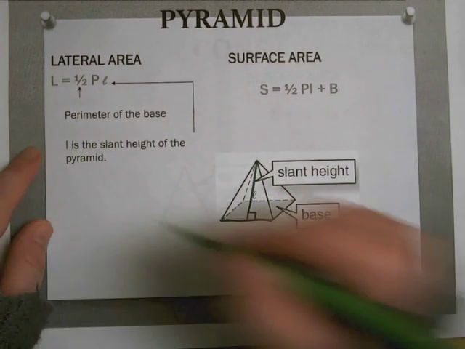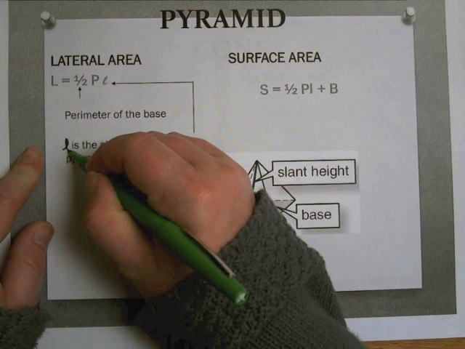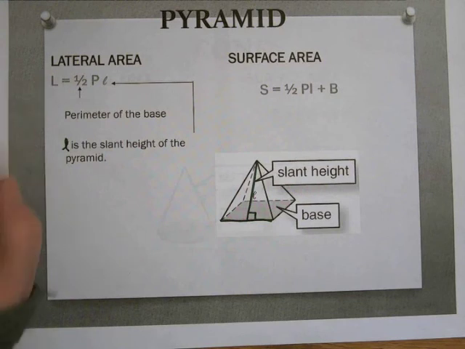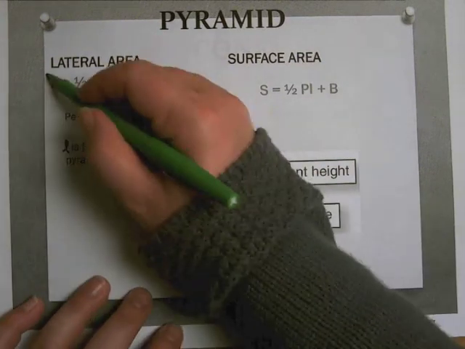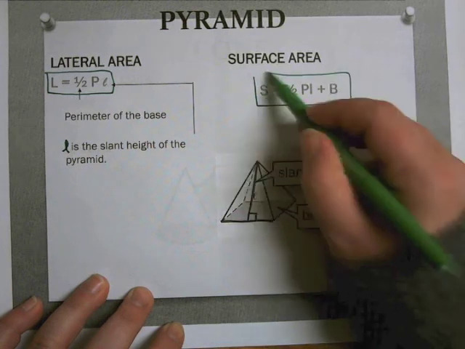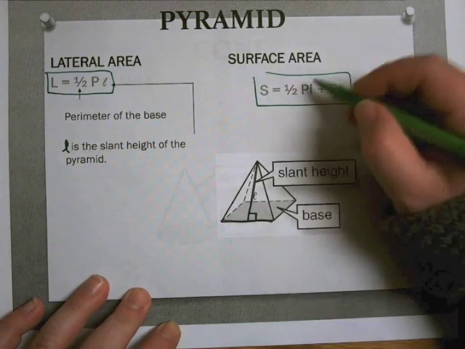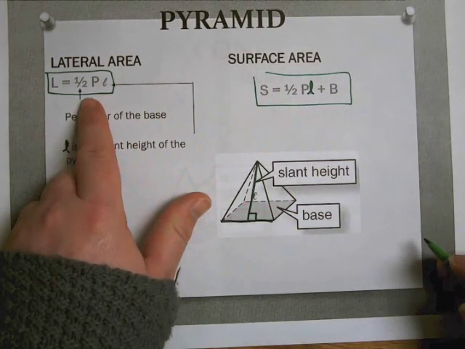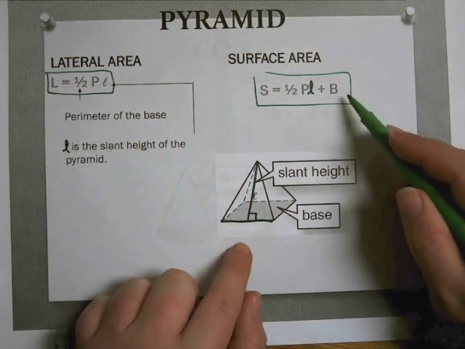We have our slant height, which, it's hard sometimes to put the right typing in there, is a little cursive L. It's half of the perimeter of the base times the slant height. If we want to find the surface area of the whole figure, make sure you write this down. We'll notice what 1/2 of PL is: PL is our lateral area plus the area of the base.